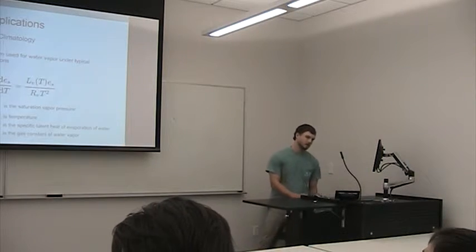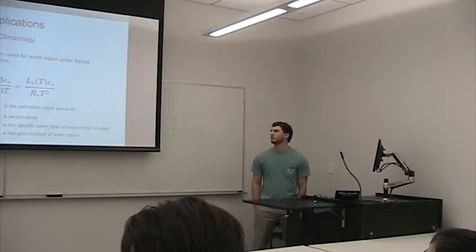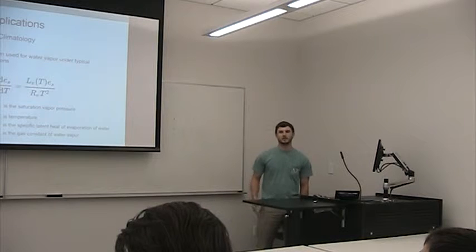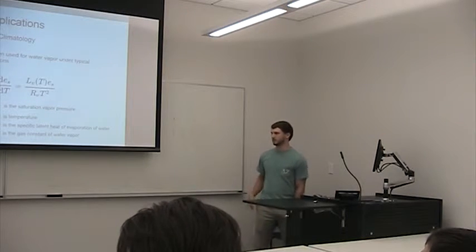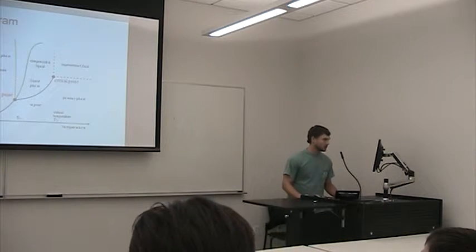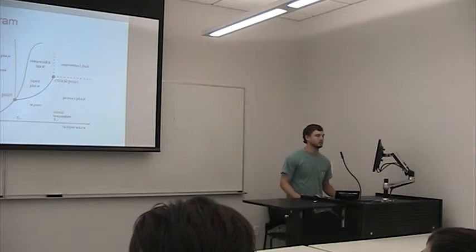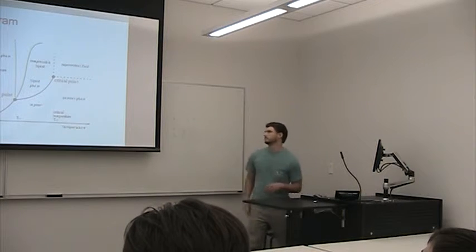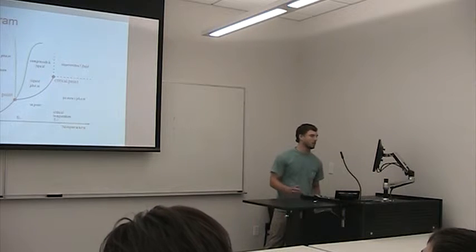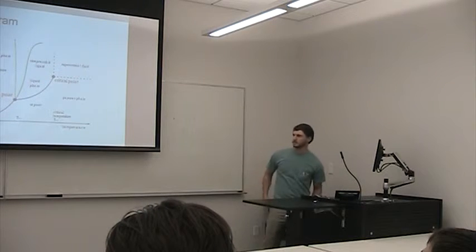Some practical applications of this equation are in meteorology and climatology. What I read was actually pretty interesting. Scientists use this equation to get information on other planetary clouds in the solar system. So I thought that was pretty cool. Here's a phase diagram, and with the Clapeyron equation you can basically quantify the latent heat of vaporization between phases.